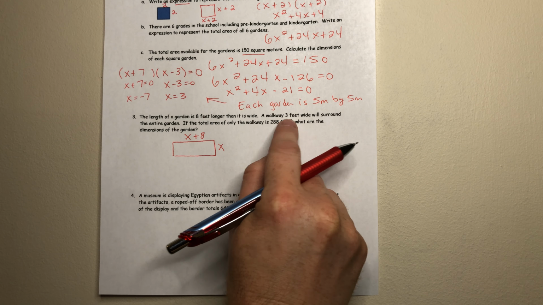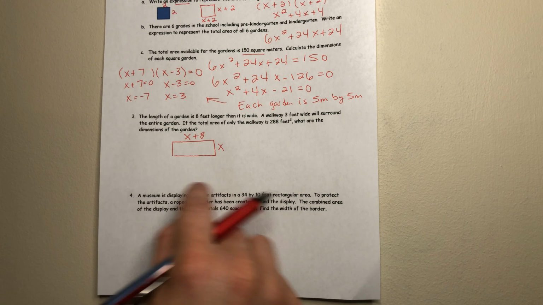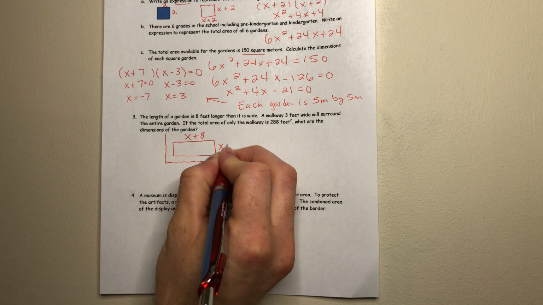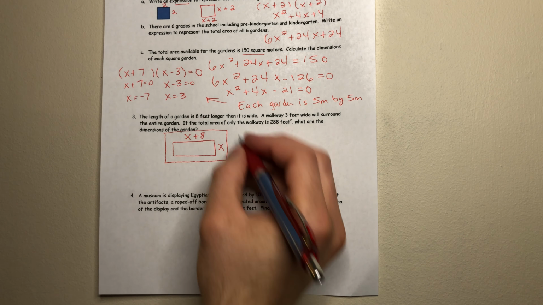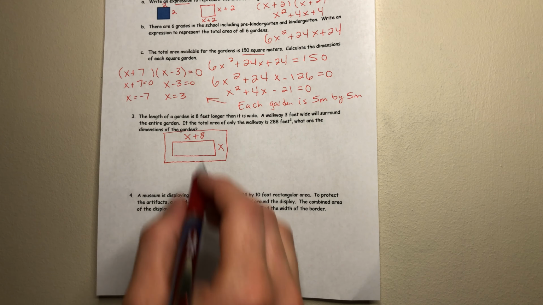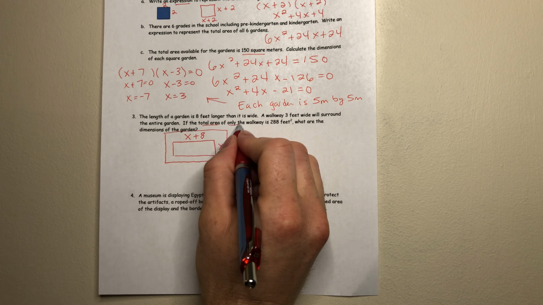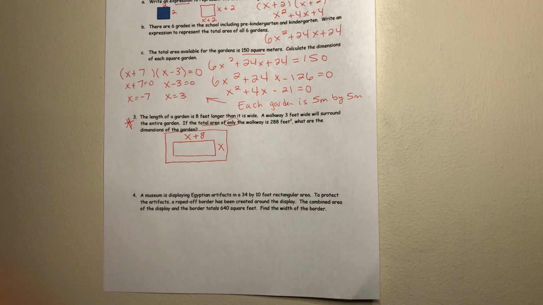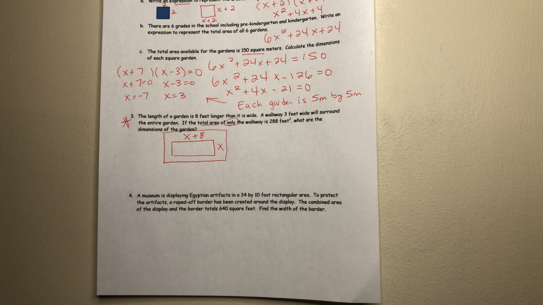Now a walkway 3 feet wide will surround the entire garden. So that's going to kind of go around the garden. Now I know that that is 3 feet wide. Okay. The total area of only the walkway is 288. What are the dimensions of the garden? I want to star this one. I think this one is the trickiest one on the page. It does require you to think a little bit harder than the other ones.